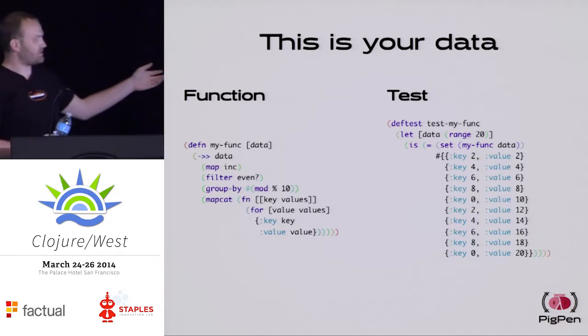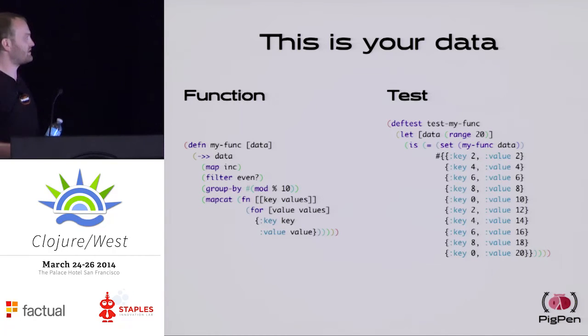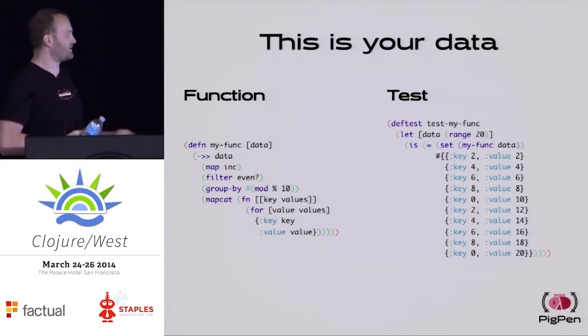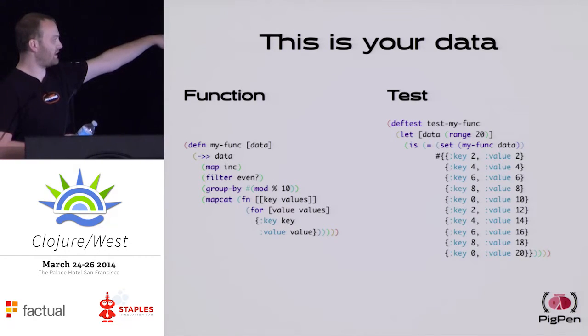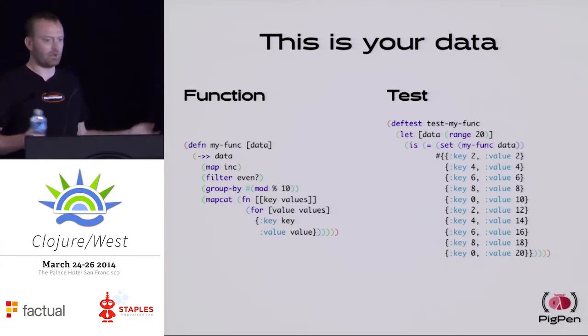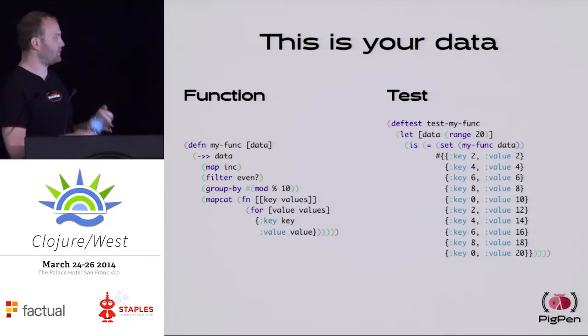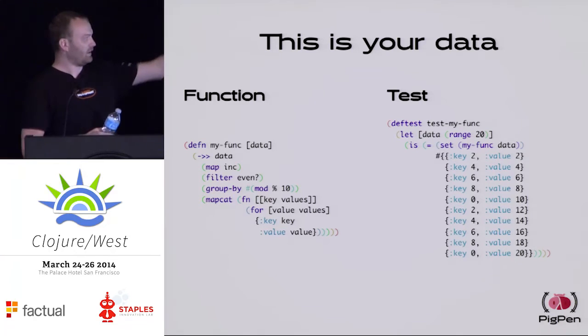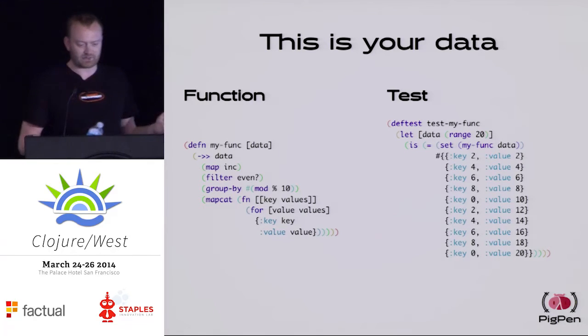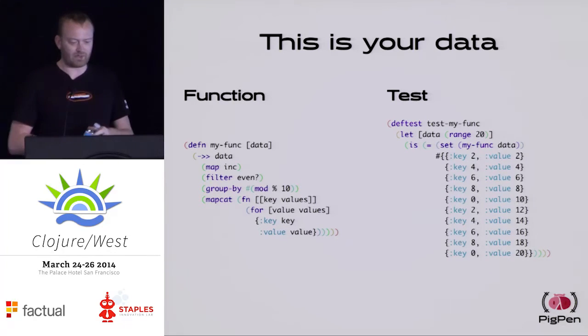This is an example function here and the corresponding unit test. Pretty simple. It's kind of a nonsensical example. We have a function, take some data, assume it's just a sequence of numbers. We increment them, we filter them, we group by them, and then we have a mapcat operation. On the other side, we have our test. We define our data, whatever we want our input data to be. We call our function, and we get back a set of values.